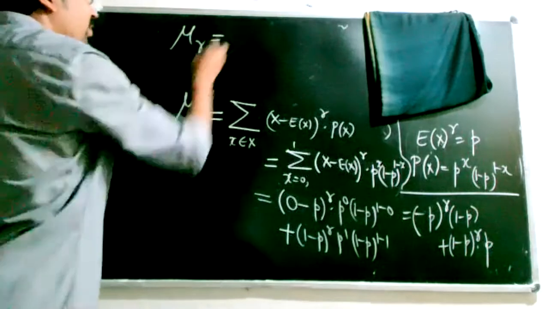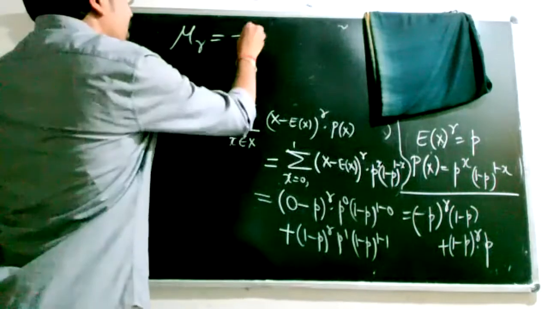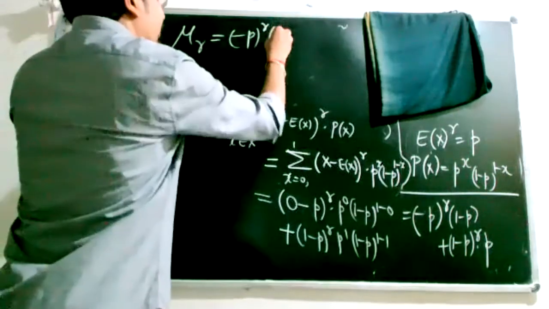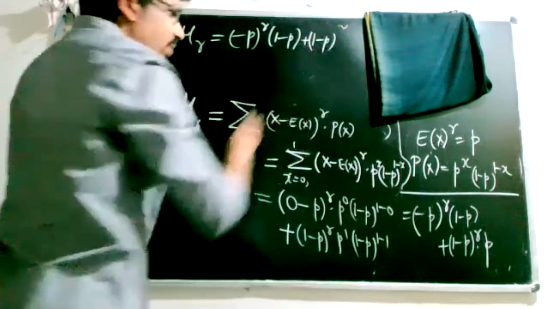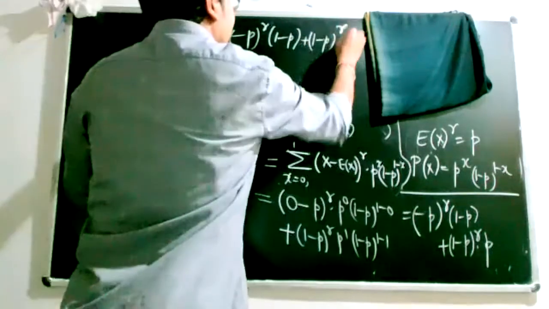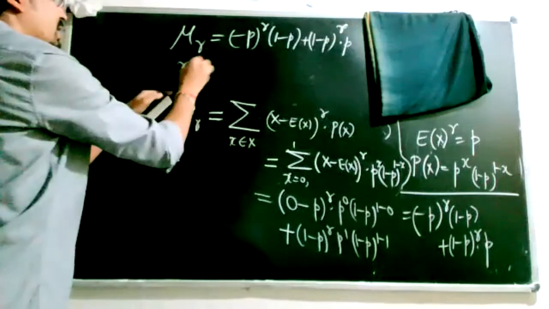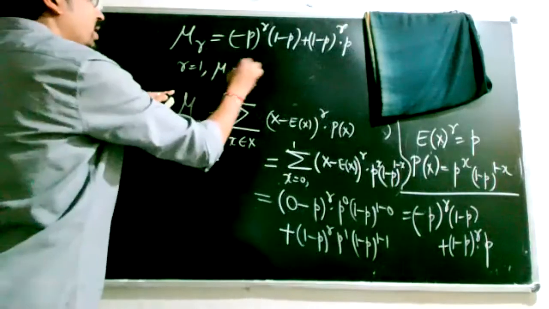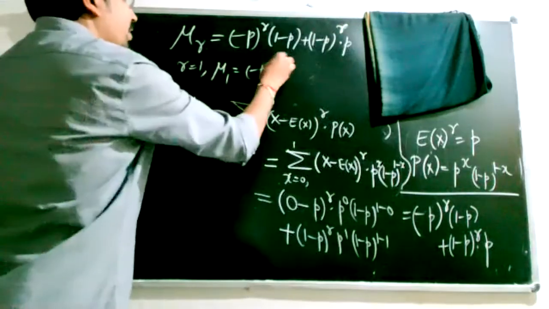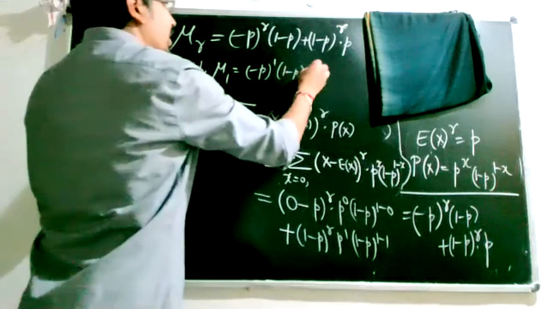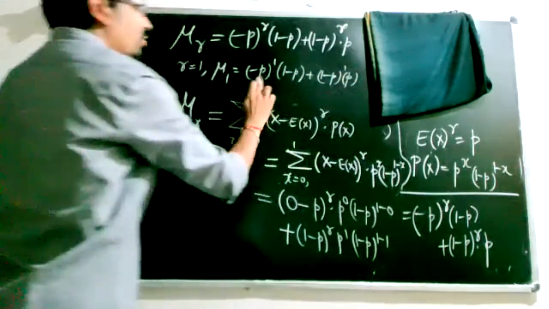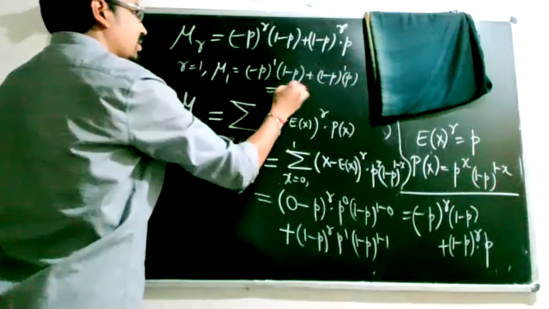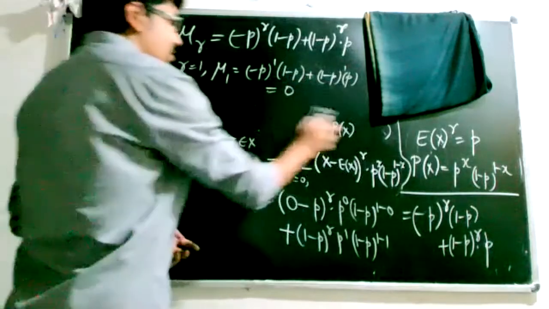So remember this, mu r for Bernoulli is minus p to the power of r into 1 minus p plus 1 minus p to the power of r into p. So taking r is equal to 1, we have mu1 is equal to minus p power 1, 1 minus p plus 1 minus p power 1 into p. So we have minus pq as well as pq. So this simplifies to 0.